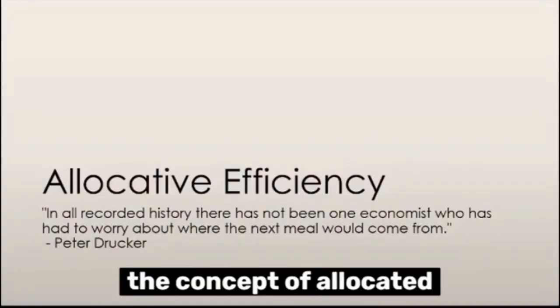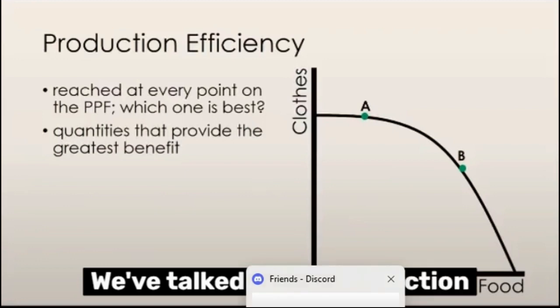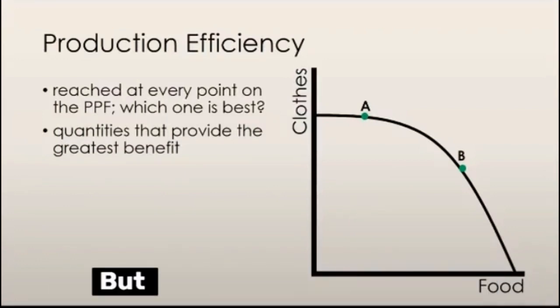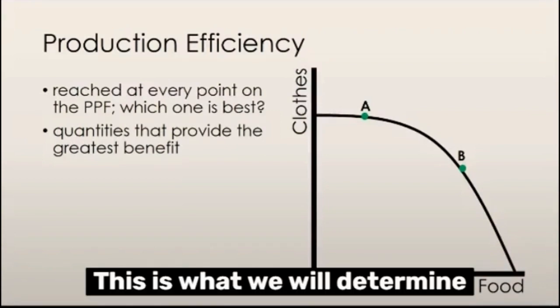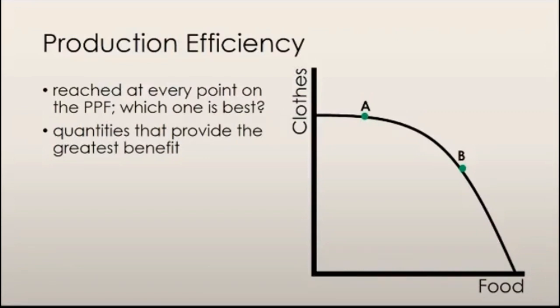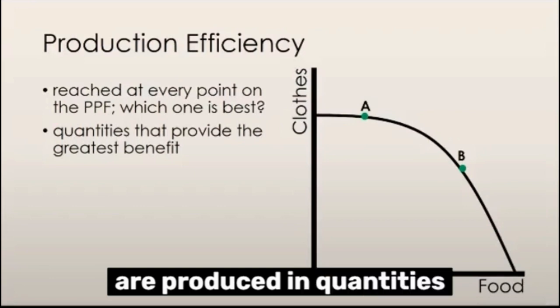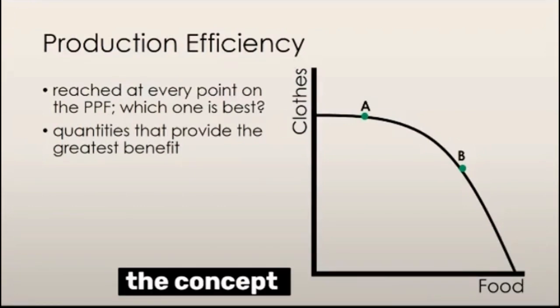Let's move on and talk about the concept of allocative efficiency. We've talked about production possibilities and how all points on the PPF are productively efficient, but which point on the curve is the best point? This is what we will determine using the concept of allocative efficiency. The best point on the production possibilities frontier is the point at which goods are produced in quantities that provide the greatest possible benefit. I'll expand a bit more on the concept of benefit in just a bit.